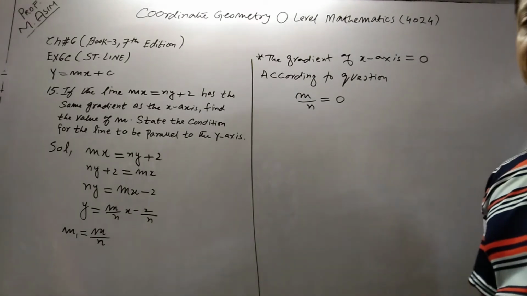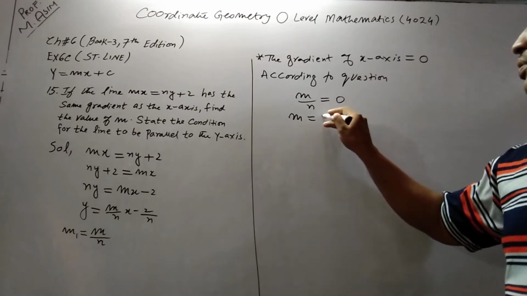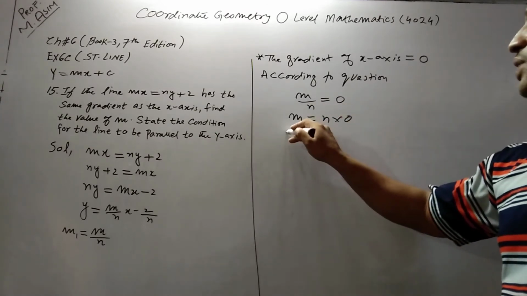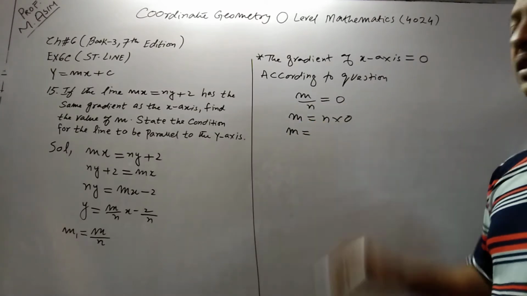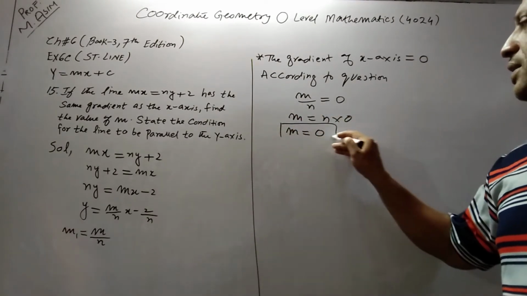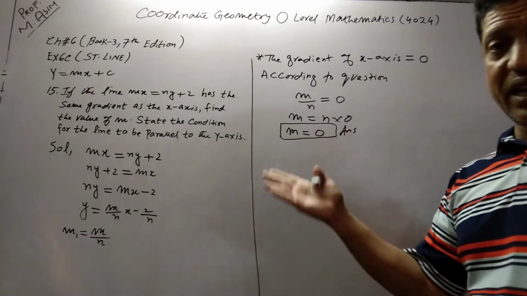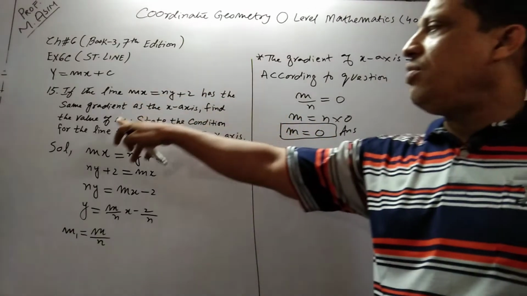This n is divided over here, so it should multiply by 0. And students, you know, something multiplied by 0 is always 0. Hence the value of m = 0 is our answer. This is the requirement: find the value of m.